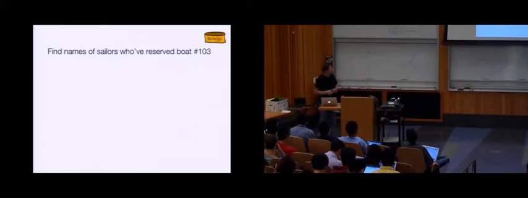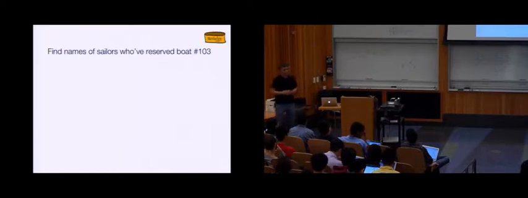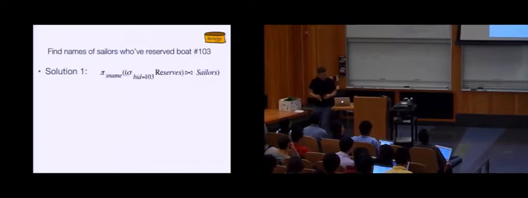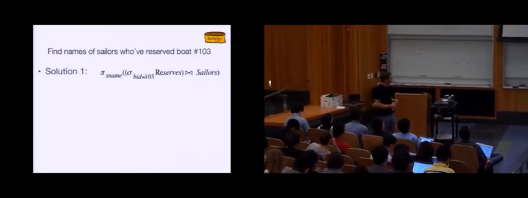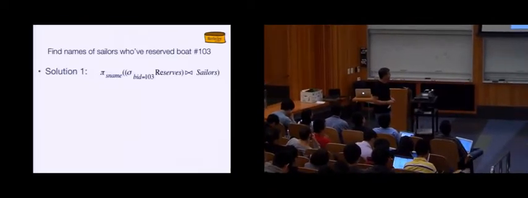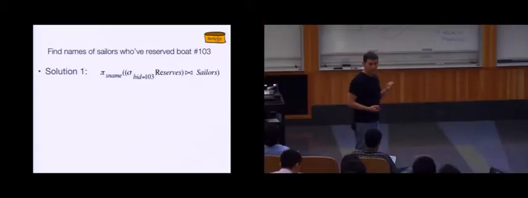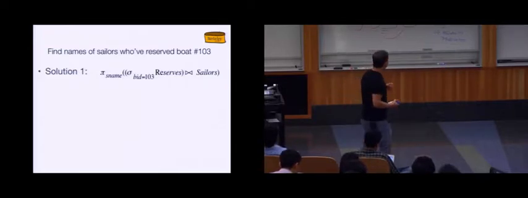All right, find names of sailors who have reserved boat number 103. All right, we know the schemas of our tables. Here's one solution. Find the reservations for boat 103 from the reserves table. So select BID equals 103 from reserves. For those reservations, join it with the sailors. Now we've got the sailor names that are associated with those reservations, and then project to the sailor names.